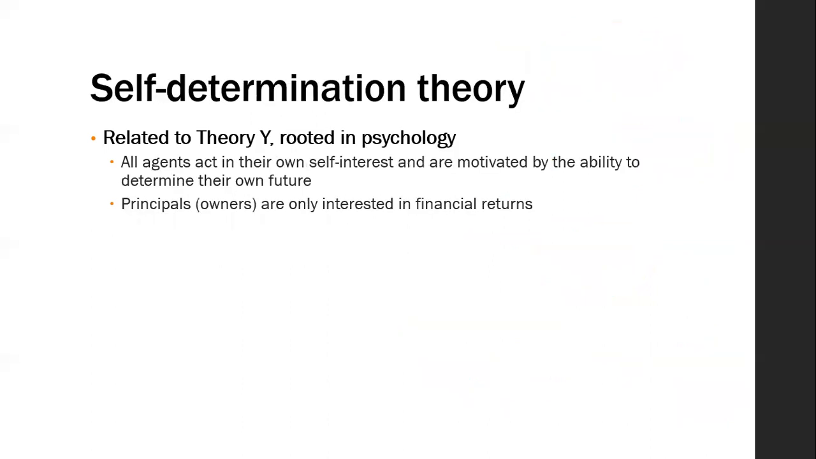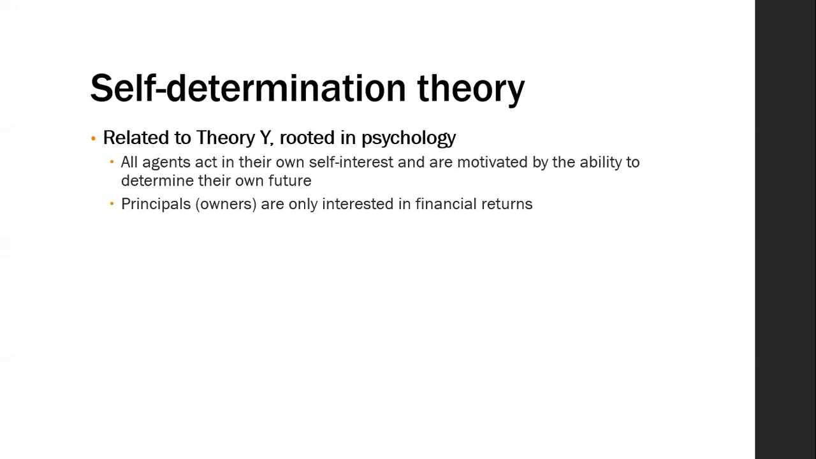Under the self-determination theory, okay, it's rooted in psychology, and all agents act in their own self-interest and are motivated by their ability to determine their own future. Self-determination yan. Okay? Now, principals are only interested in financial returns, but agents are not necessarily interested in financial returns. But their ability to influence people, for example, or to have kinship, to have friends, no, to have a smooth working relationship. Those are all part of motivation with respect to the self-determination theory. So money does not necessarily contribute to that, or monetary incentives.